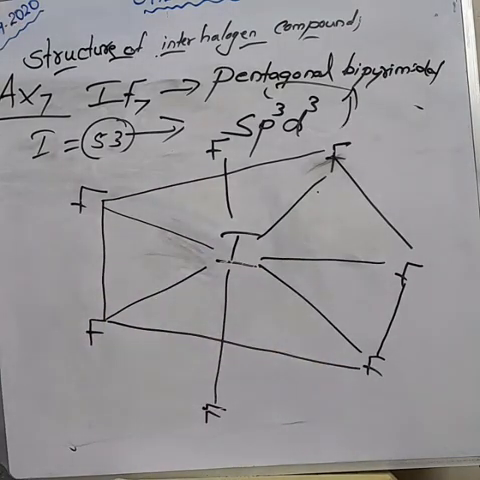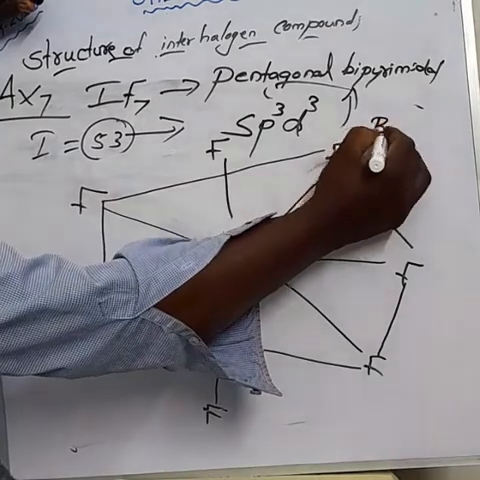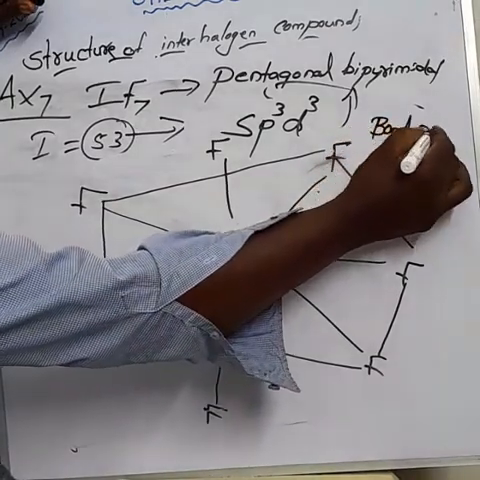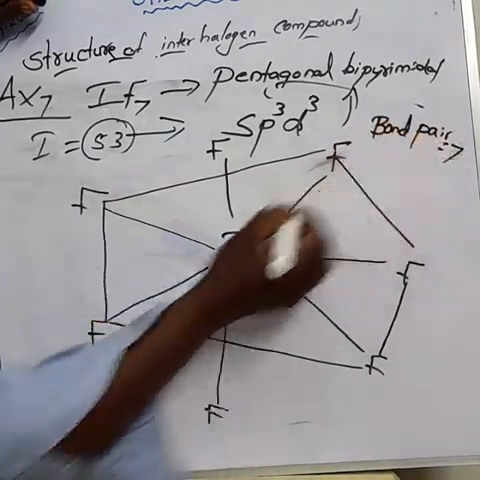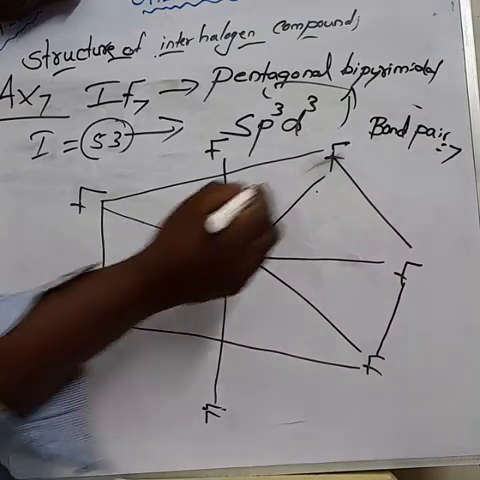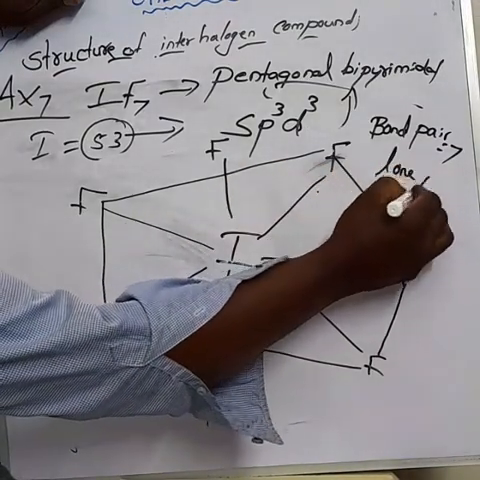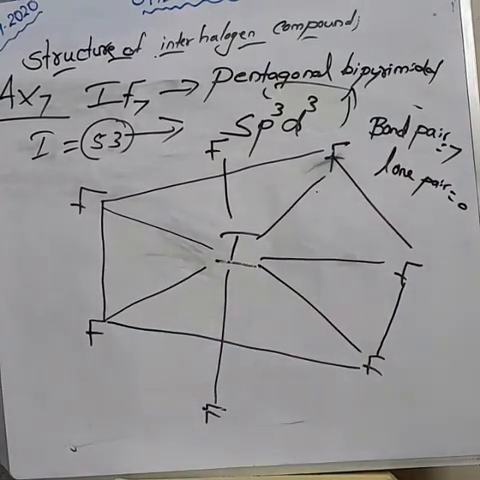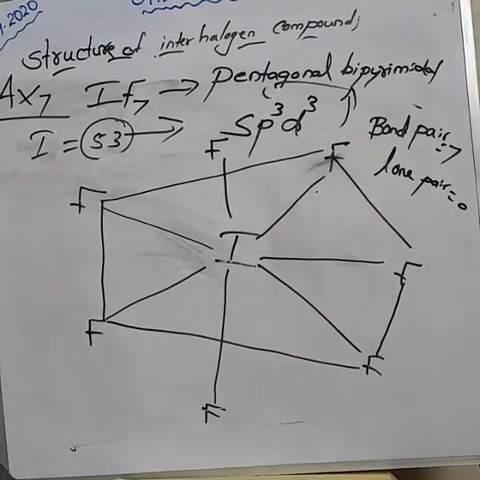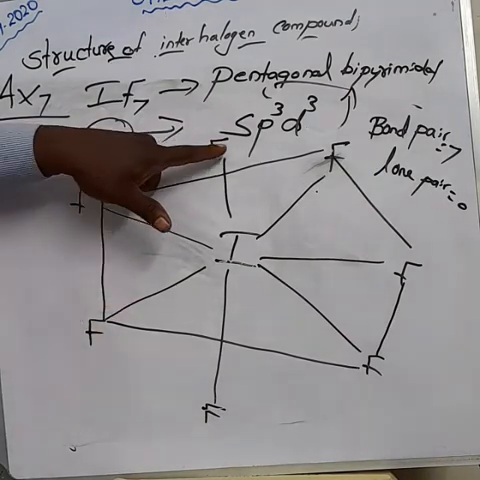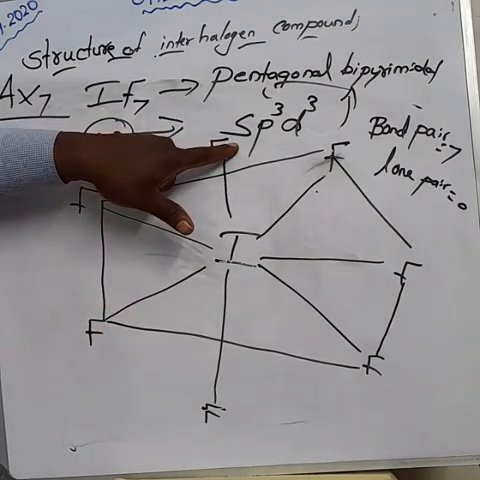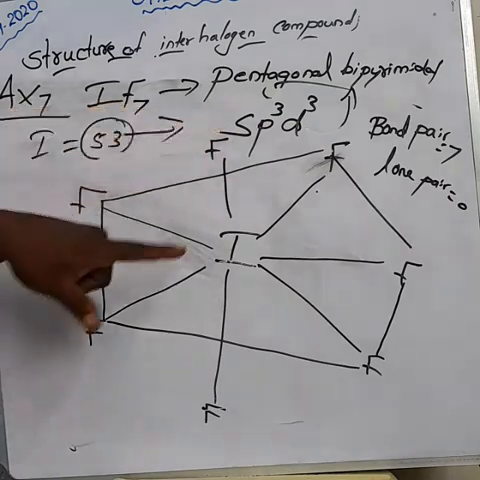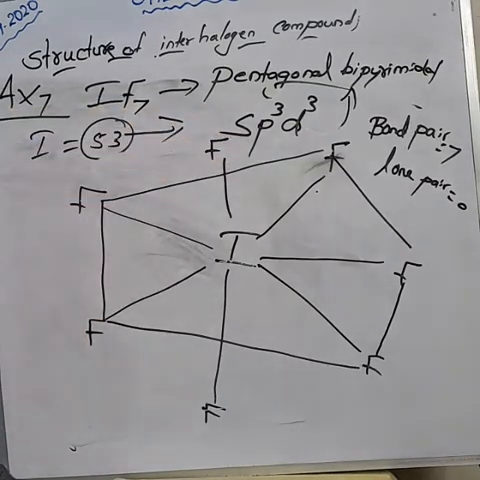The bond pair is 7. There is no lone pair. Lone pair is 0. This is the structure of what? Structure of pentagonal bipyramidal, and the hybridization is very important for the one-word answer. What is the hybridization of the IF7 molecule? sp3d3. Okay.